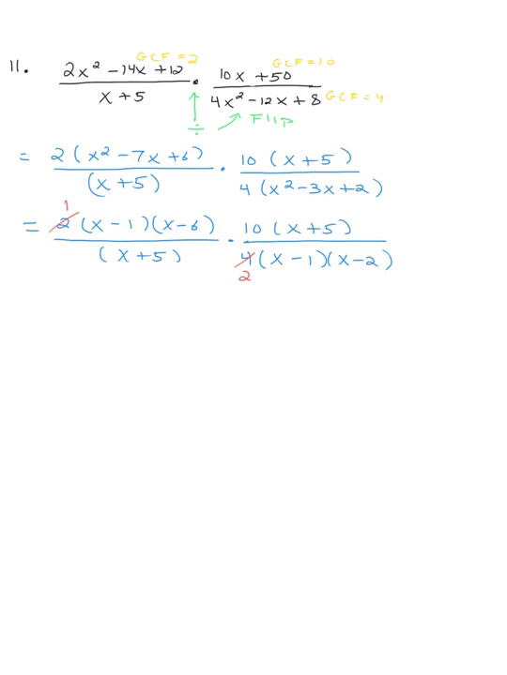That 2 actually goes into itself once and it goes into 10 5 times. So 4 I actually got rid of from the denominator because there's a factor of 2 here that I canceled and a factor of 2 here that I canceled. That leaves me with just a 1 and a 5. But now dealing with the factors, the x plus 5s cancel, as well as my x minus 1s. And this takes me to my final answer of 5 times x minus 6 in the numerator, and then we have x minus 2 in the denominator.